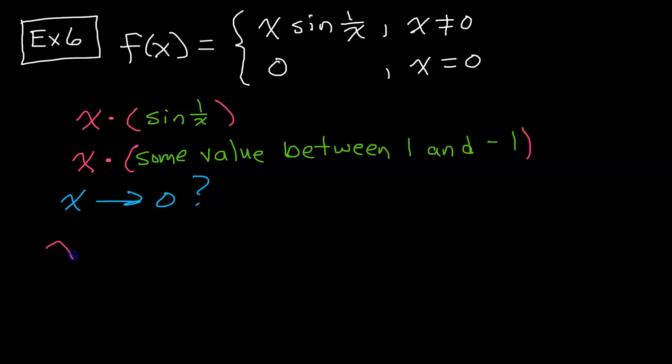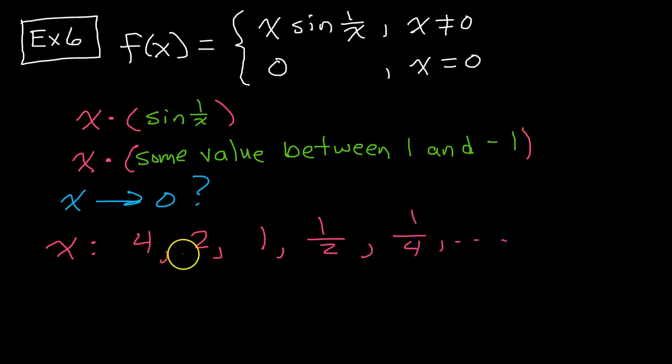So really focus on these x values for a minute. Here are a couple of samples. Imagine an x value of 4, and then 2, and then 1, and then 1/2, and then 1/4, etc. The point is, x is getting closer and closer to 0. Now, the part of the function where we have the sine of 1 over x, we're just taking these x values and we're multiplying by some value between 1 and -1. Remember, what happens when you multiply by 1? Nothing. What happens when you multiply by -1? It just switches the sign.